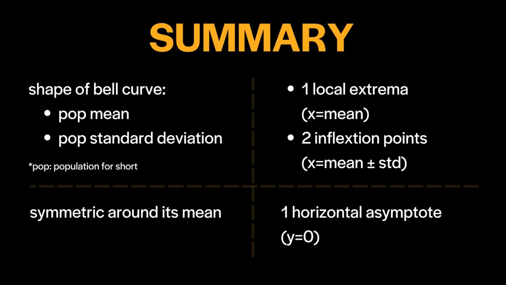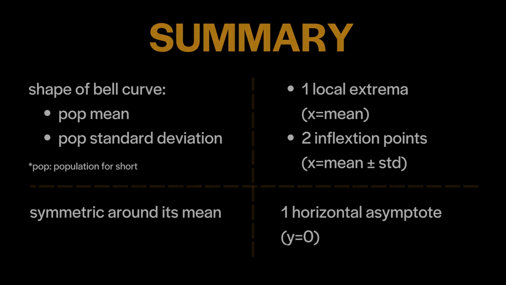To summarize the bell curve characteristics: the population mean and standard deviation completely characterize the shape of the bell curve. The bell curve has one local extremum and two inflection points. The bell curve is symmetric about its mean. The bell curve has one horizontal asymptote.